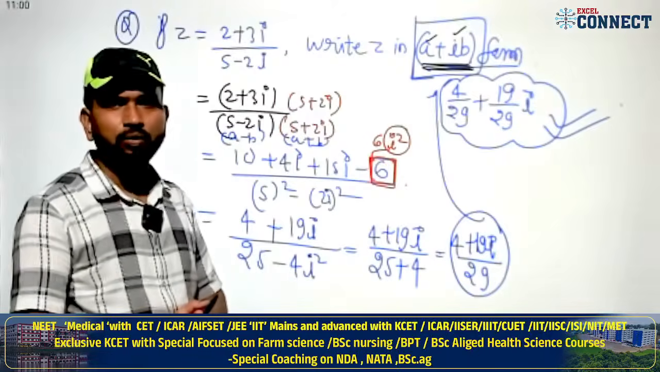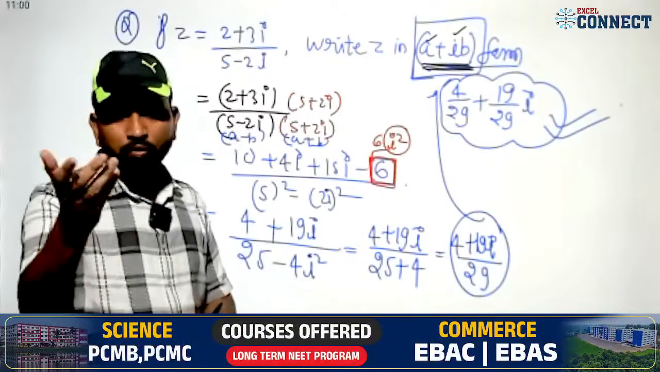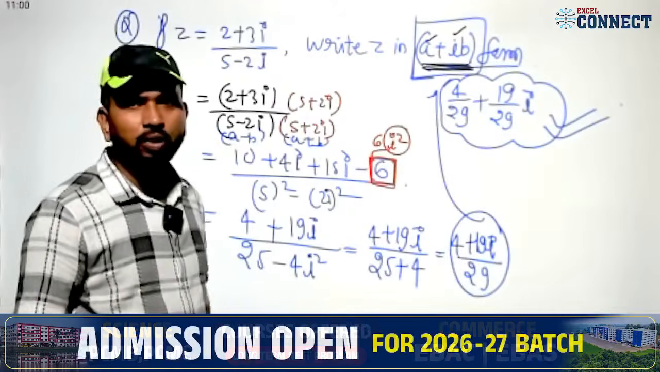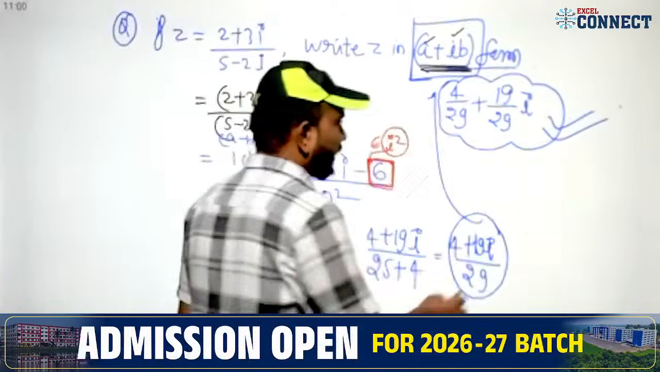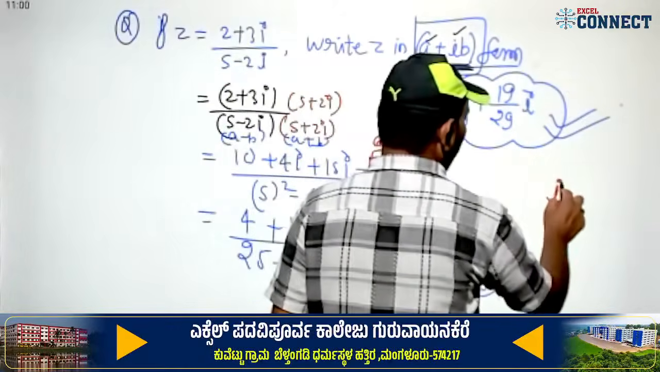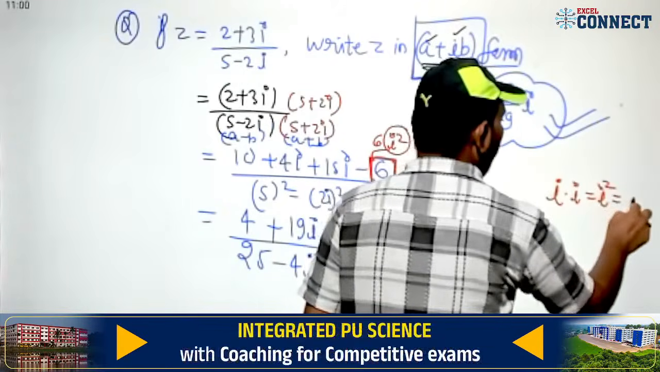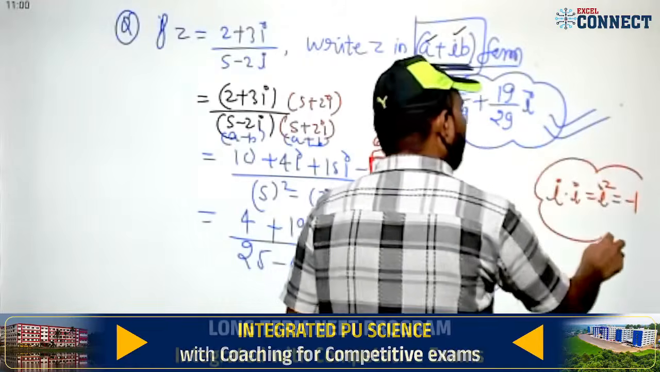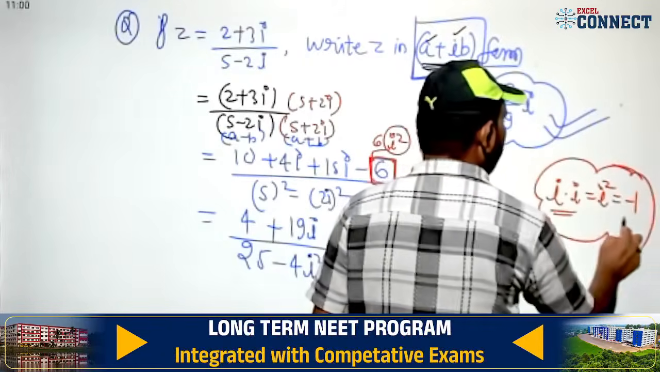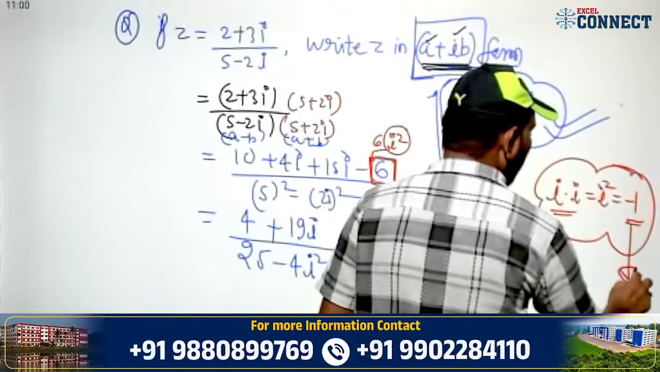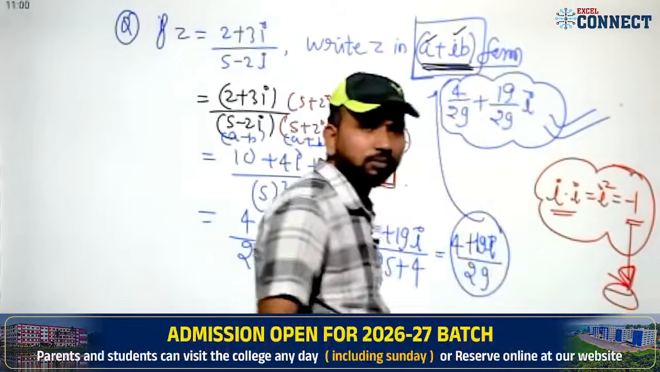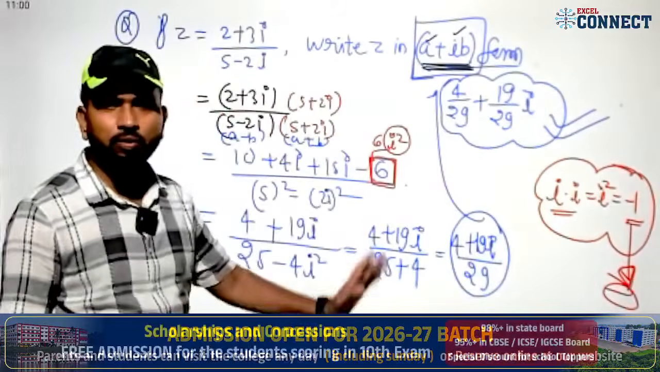Yes, sir, how will iota into iota? I think you are new. If you don't know what iota into iota is, then attend yesterday's lecture. I discussed it: iota into iota is iota square, and this value is minus 1. Attend my yesterday lecture, then you will understand what iota square is. Iota square is minus 1. Please attend my yesterday lecture.